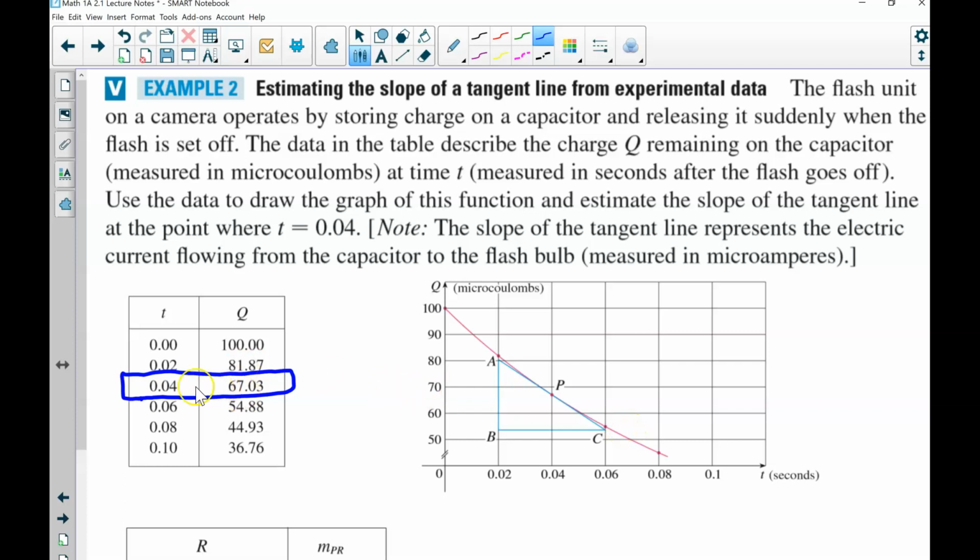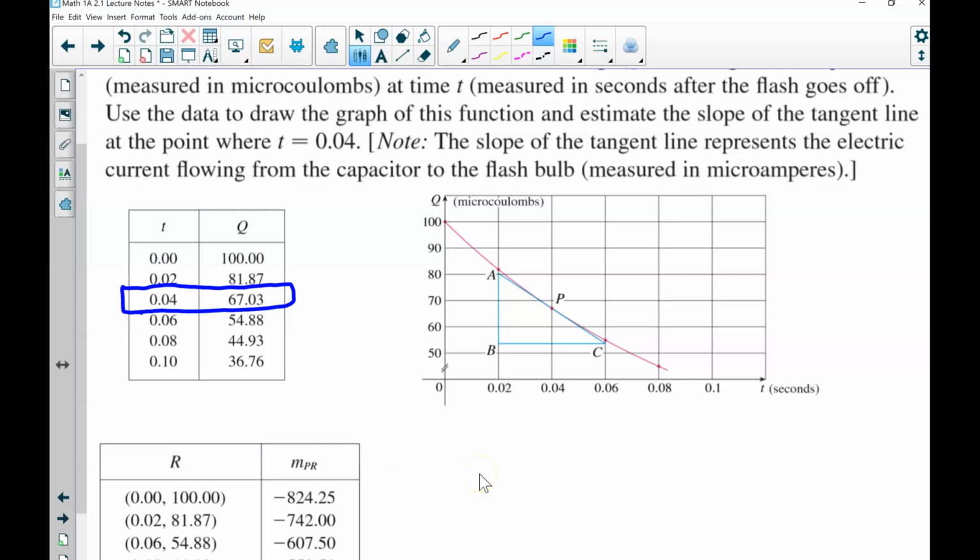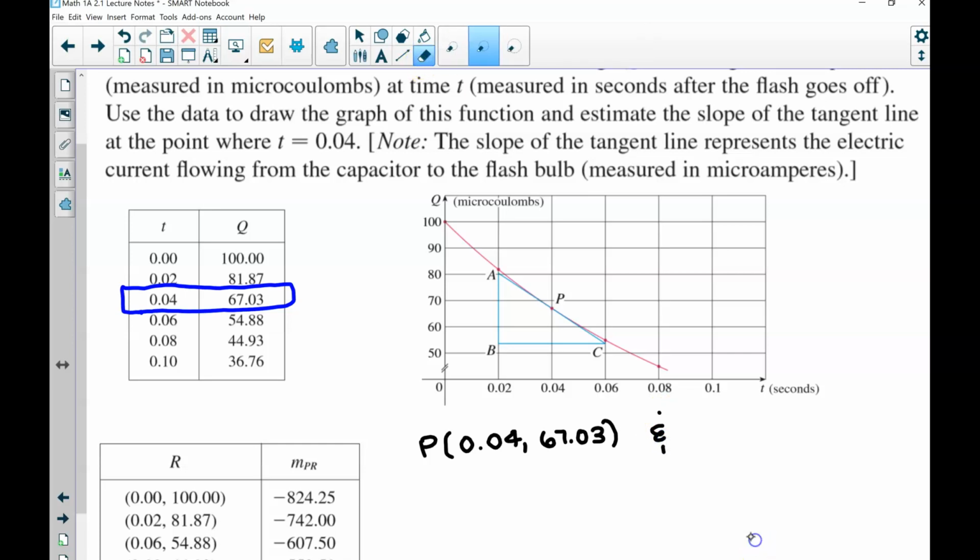Now, if we look at the given point, which is 0.04, 67.03, that represents a point P that would be on this graph. And we have an initial point that starts at 0, and we'll call that R. So at 0.00, what is the output on the table? Well, it's 100.00.